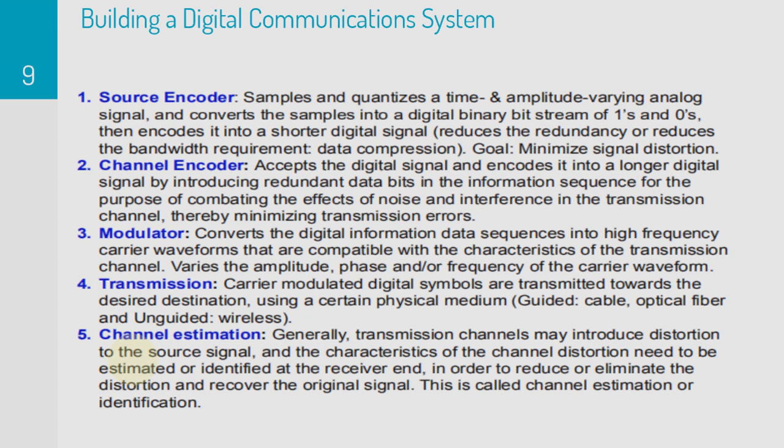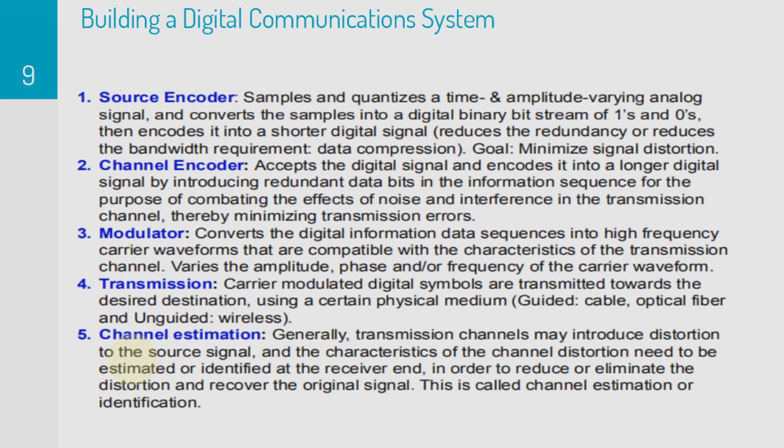So this is the working of the communication system, that is, the source encoder samples and quantizes the time and amplitude varying analog signal and converts the samples into a digital binary bit string of ones and zeros. Then it encodes it into a shortened digital form, that is, it reduces the redundancy and reduces the bandwidth requirement, like data compression. That is, the goal is to minimize the signal distortion.